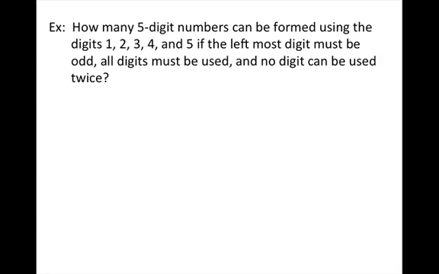Next, how many 5-digit numbers can be formed using the digits 1, 2, 3, 4, and 5? And the leftmost digit must be odd, all digits must be used, and no digit can be used twice. This example is a permutation because order matters. When I'm arranging objects, if I write these numbers as 1, 2, 3, 4, 5, that's one order. If I write it as 3, 2, 4, 5, 1, that's a different order.